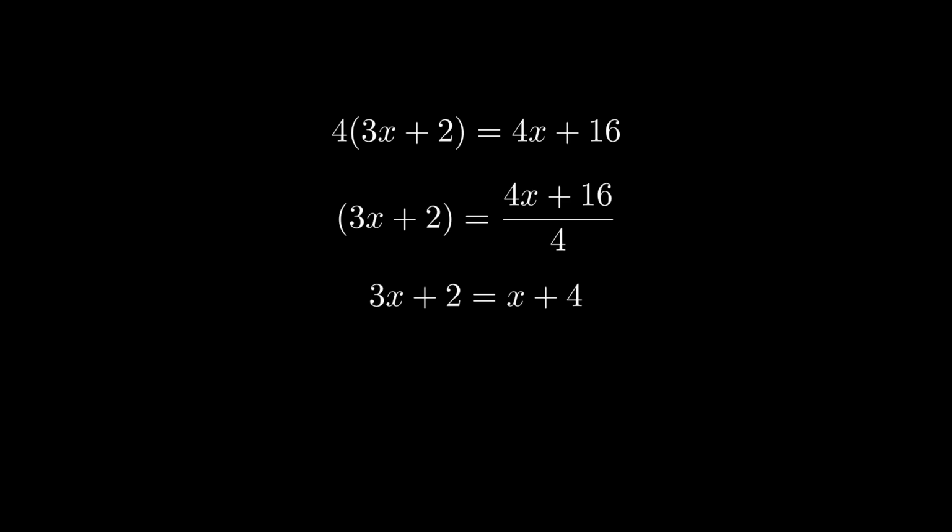Step 2. Move the constant 2 to the right-hand side. We get 3x equals x plus 4 minus 2. Simplifying gives us 3x equals x plus 2. Step 3. Move the variable x to the left-hand side. Simplifying gives us 2x equals 2.